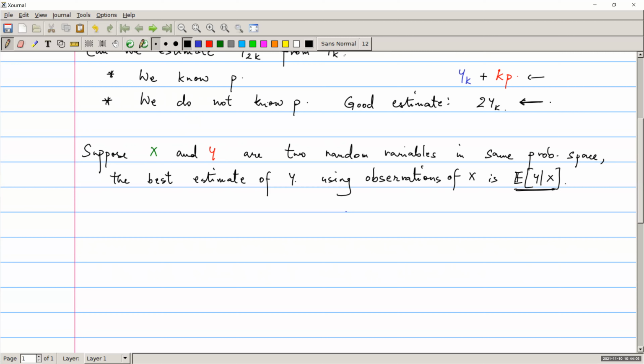So this is not a fixed number. This is a function of Yk. Different values of Yk will give us different estimates, so different observations will give us different estimates of Y2k. And that's natural, right? Because if we see a different value for Yk, our estimate of Y2k should also be different. Does this make sense?